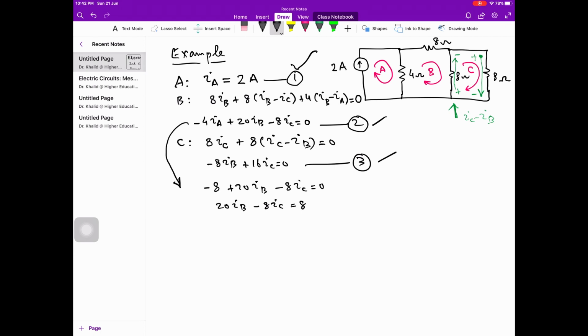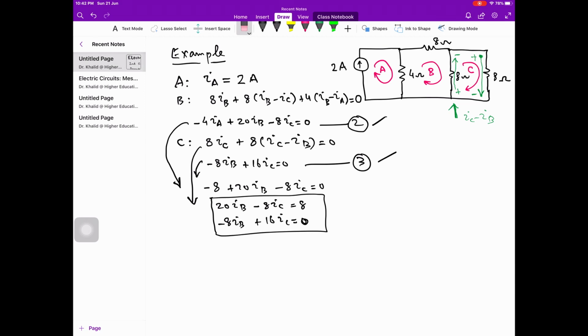And in the second equation over here, there is no IA term in it. So I will write it as minus 8 IB plus 16 IC is equal to 0. And now we have these two equations. These are our two equations. Now I will delete the earlier equation numbers, just to make it clear, and I will call this equation 1 and this equation 2.